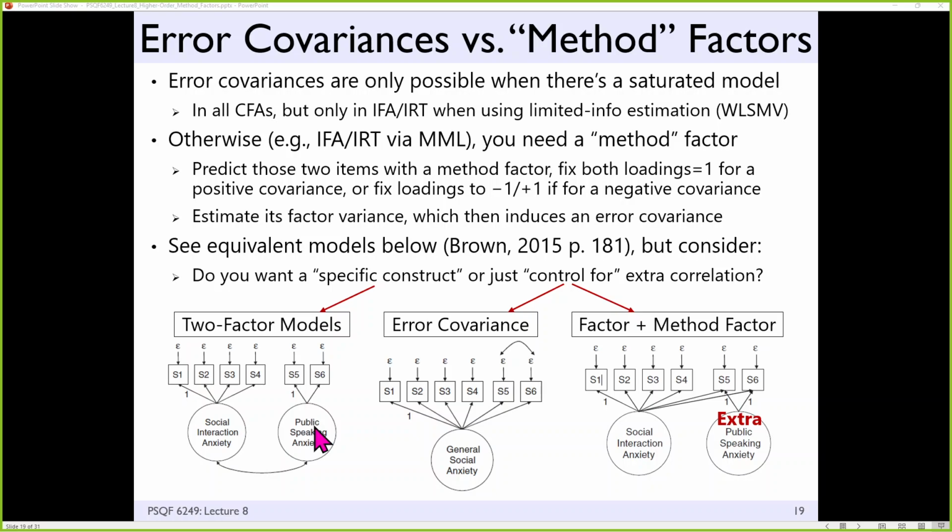That's a phrase I don't know if I've defined. Locally identified means within a factor, would you be able to solve it if it were all by itself? So this factor right here is not locally identified, but the model is still identified because of the covariance between the factors.